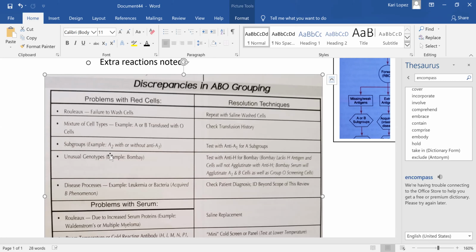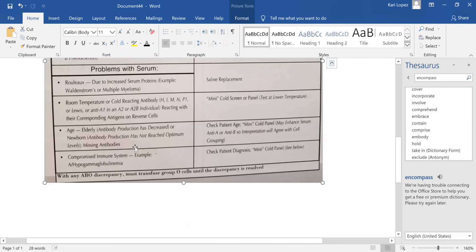The young and the old. Young and old. So with age, in the elderly, antibody production has decreased, or in the newborn, antibody production has not reached optimum levels, or they'll have missing antibodies. So newborns will have either weak or partial antibodies. And then the old, again, they're decreased, so you might not see as strong of reactions. So you check the patient age, you can do a mini cold panel.